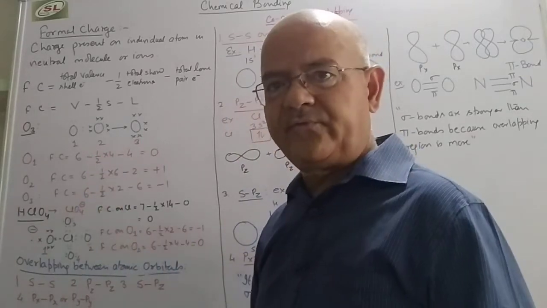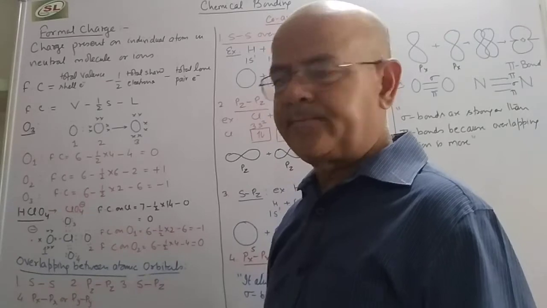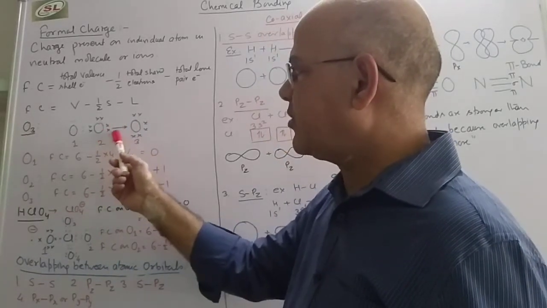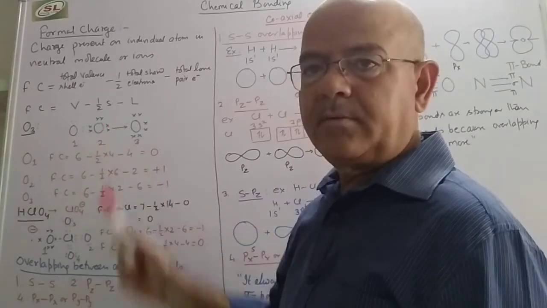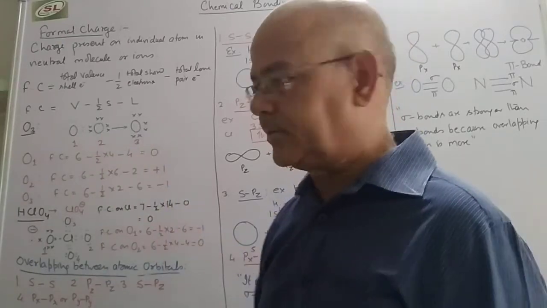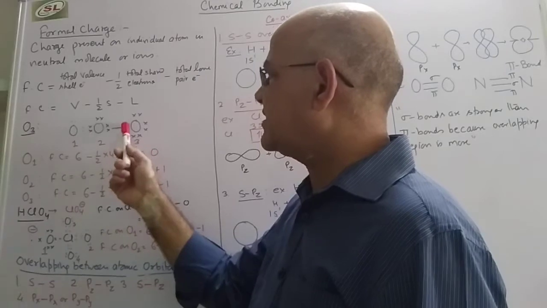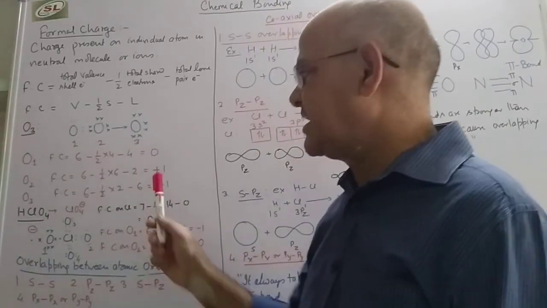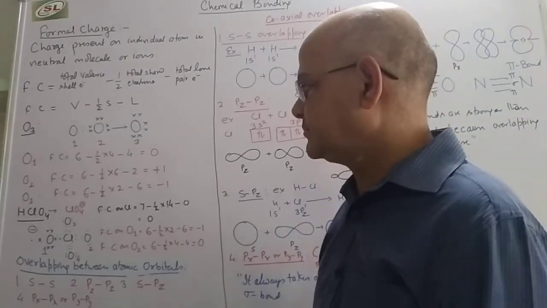On the third one, valence shell electrons are 6 minus half into shared electrons, which are 2. Mind it, these 2 electrons of the dative bond are counted in both the second and third oxygen. So minus half into 2, minus 6 for the lone pairs. There are 3 lone pairs, that means 6 electrons. So the formal charge will come minus 1.